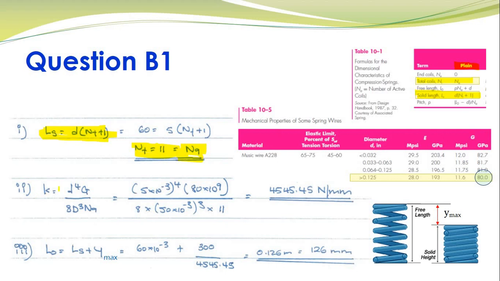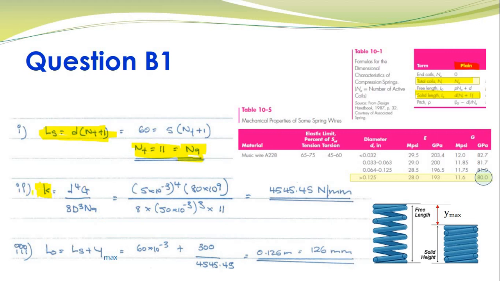The next part is that you have to find your spring rate, and the equation for finding your spring rate is simply given as small k. So this is spring rate. Students in the past make mistakes over here. Your small k is equal to wire diameter to the power 4 times your modulus of rigidity, divided by 8 spring diameter cubed into Na.